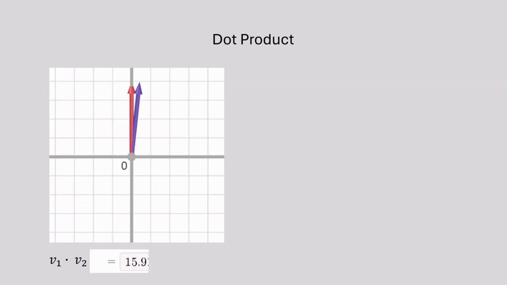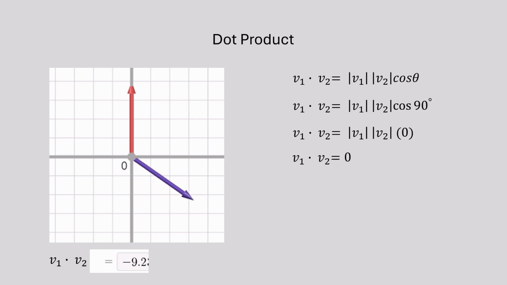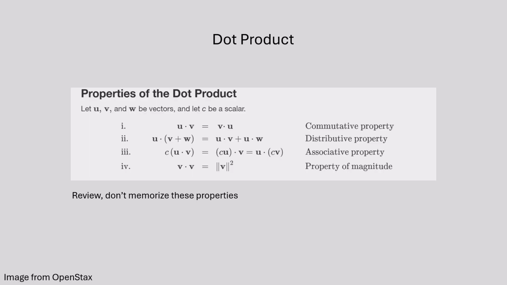Let's see how the dot product changes based on the angle between them. We see that when they point in the same direction, the dot product is the greatest, and when they point in opposite directions, it is the lowest. Also, when the vectors are 90 degrees apart, the cosine of 90 degrees is 0, so the dot product is also going to be equal to 0. We can observe that the dot product measures how aligned two vectors are. You can pause and briefly look over these properties for the dot product.